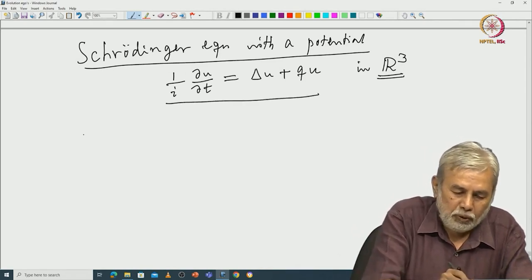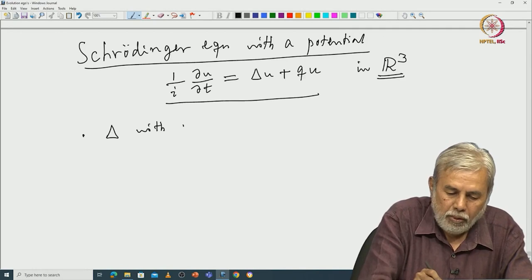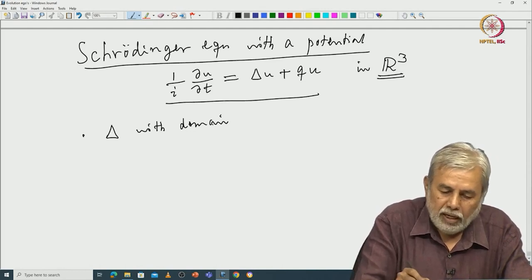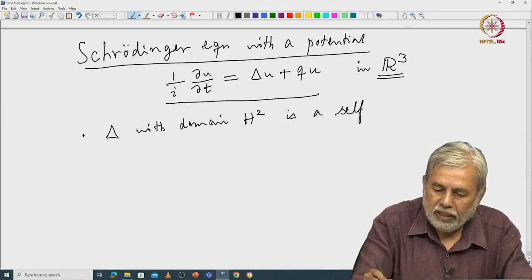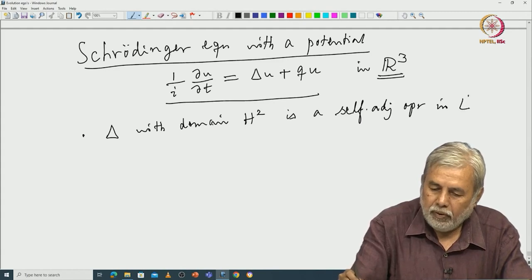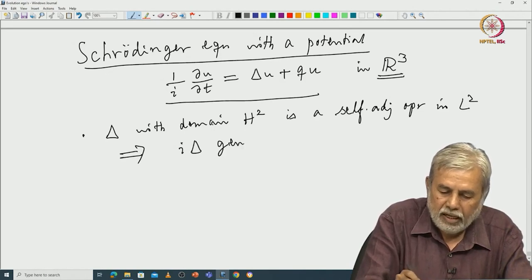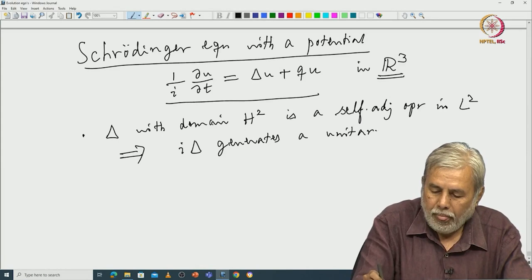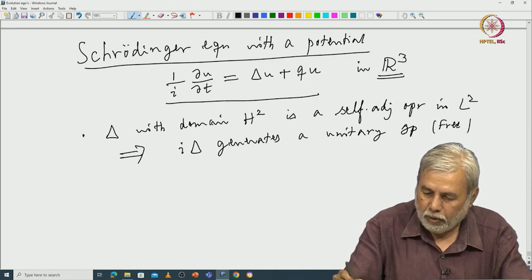Last time what we showed was that the Laplacian with domain H 2, this is the free particle, there is no potential, is a self adjoint operator in L 2. That implies by Stone's theorem that i times the Laplacian generates a unitary group. So for the free particle, there is no problem there.